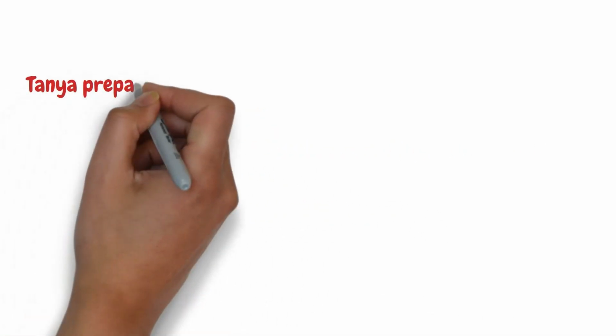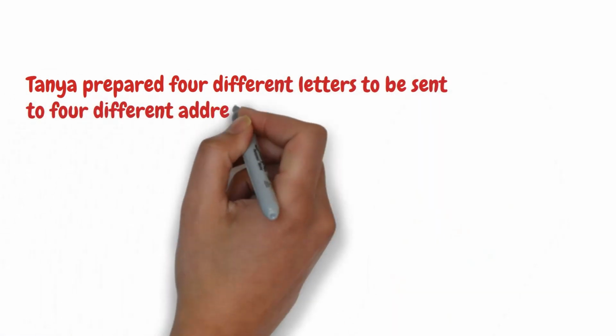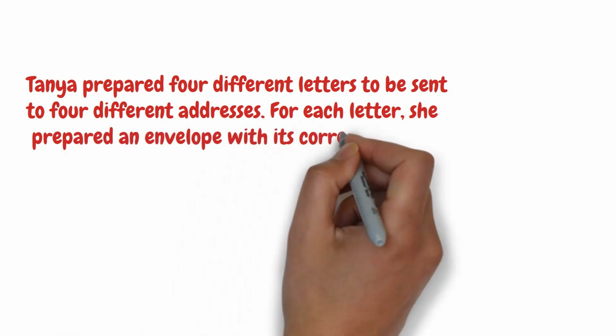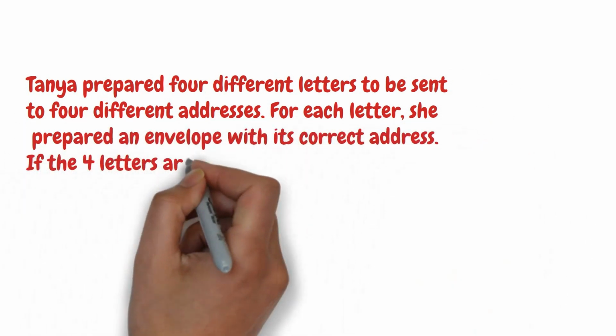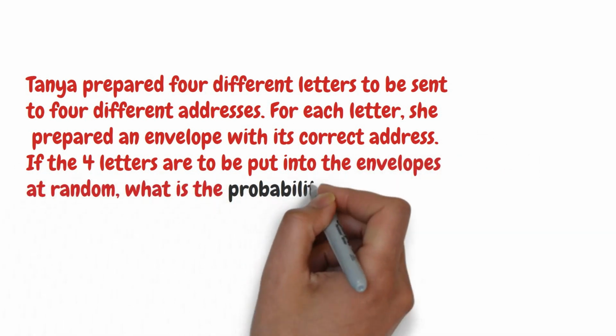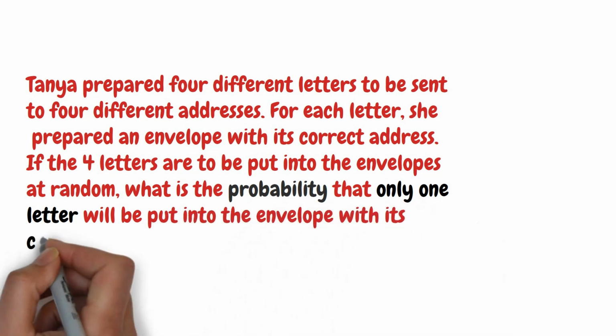Now, firstly, read the question properly. What is the question trying to say? Tanya prepares 4 different letters to be sent to 4 different addresses. For each letter, she prepares an envelope with its correct address. If the 4 letters are put into the envelopes at random, what is the probability that only 1 letter will be put into the envelope with its correct address?